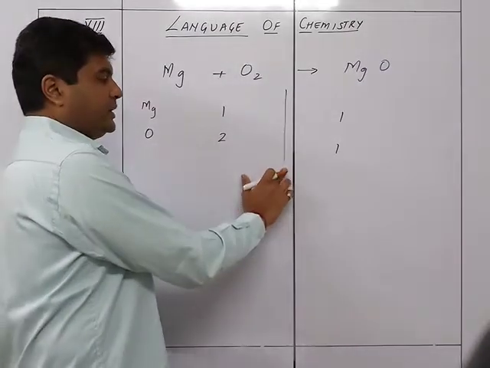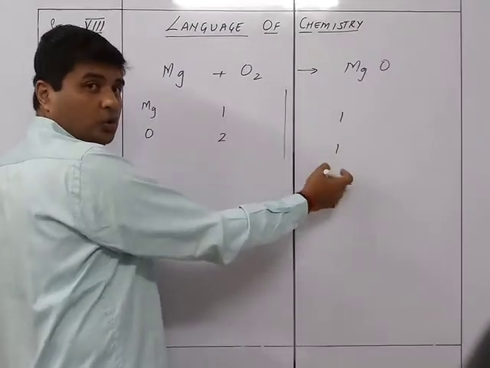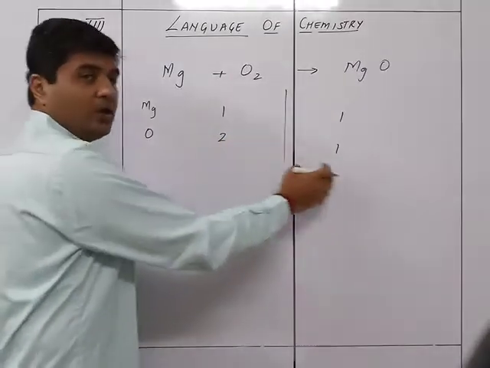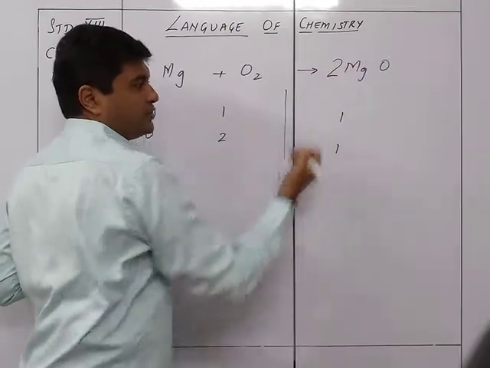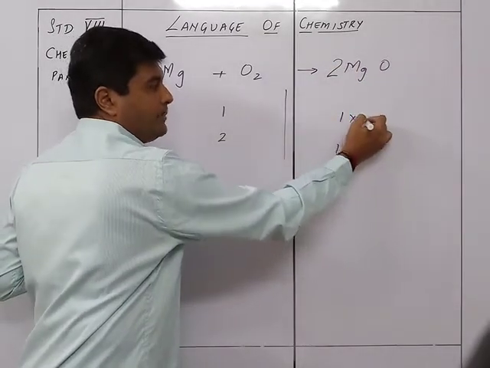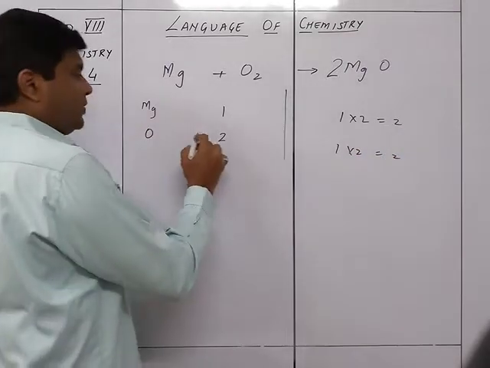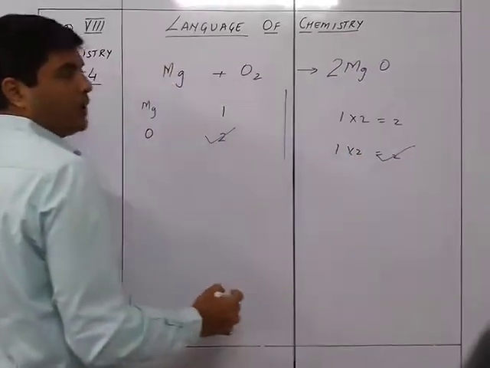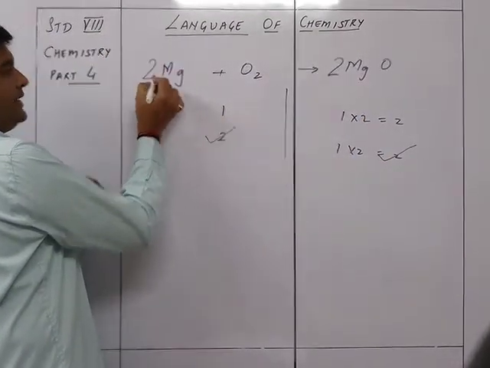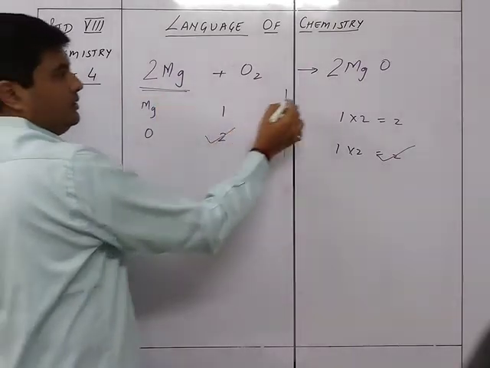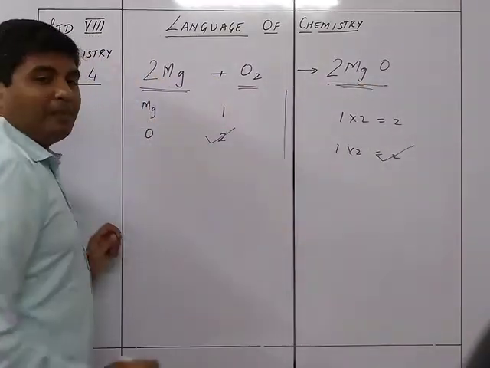So what we do here is convert this 1 into 2. I cannot reduce this, but I can always increase it. How do I increase it? By just putting a 2 over here. If I put a 2 here, both will be multiplied by 2 to give you 2 and 2. Now this part is sorted out. What will be left out is the magnesium part. Since there is 2 here, we have to put 2 here as well. So now it is 2Mg, O2, 2MgO. Accordingly, this is a balanced equation.